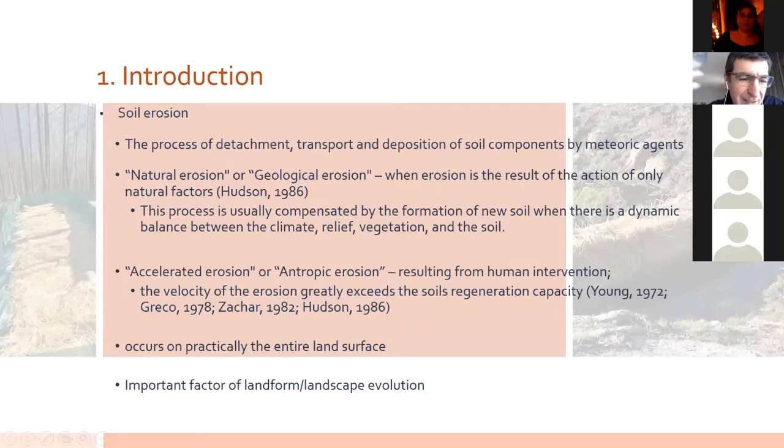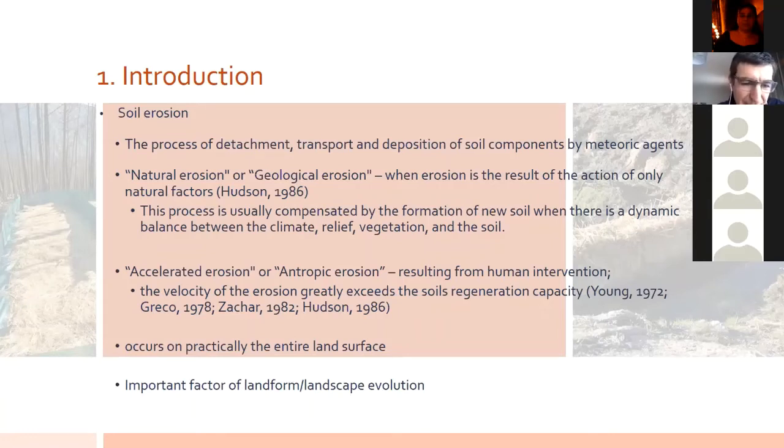We can identify, or researchers in general identify 2 different types of erosion: natural erosion, when it results from the action of only natural factors. Usually this process is compensated by the formation of new soil when there is a dynamic balance between climate, relief, vegetation, soil. And there is the accelerated erosion, also called anthropic erosion, and it results from the intervention of humans with their activities in the land surface.